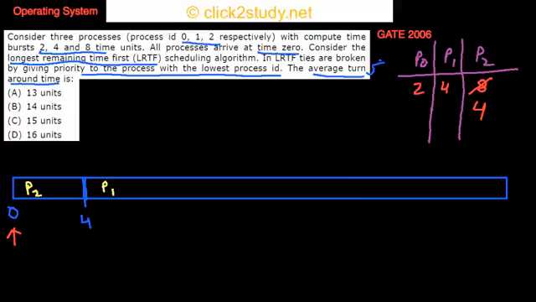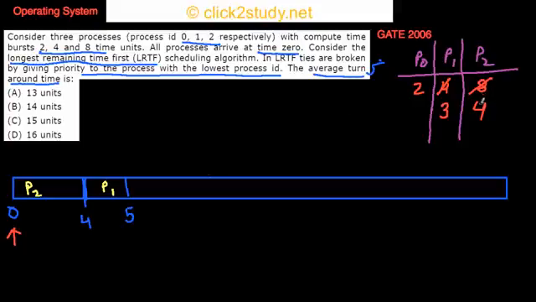P1 runs, let's say, for 1 time unit, because it will cover 1 time unit. That's the assumption you have to make, that a process has to run for at least 1 time unit before it is kicked out. So at this time, the remaining time is 3 after 1. Then what happens at this 5?